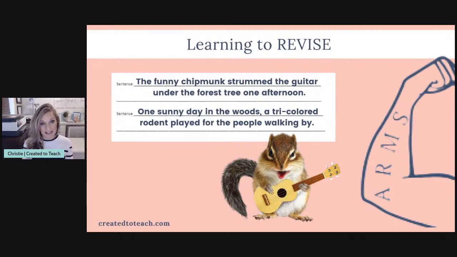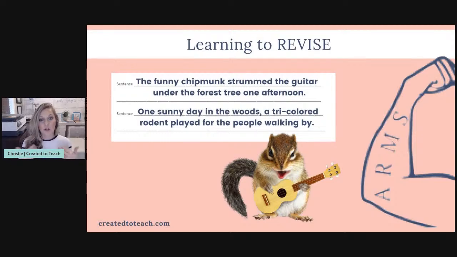So for example, you see that same template, I just shrunk it down a little bit. Using this picture, I created: the funny chipmunk strummed the guitar under the forest tree one afternoon. Now, you would be flabbergasted at how a student that doesn't typically write creates these amazing sentences using the check boxes that I showed you from the same template.